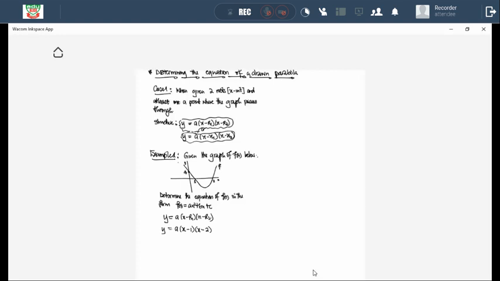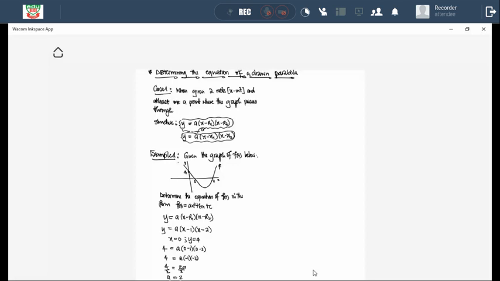I have to look for a. How do I get a? I'm supposed to use another point where the graph passes through, and that point is at x equal to 0 and y equal to 4. So I'm going to substitute. Where there's y, I'll put 4. Where there is x, I'm going to put 0. So simplify, this is 4 equals a times negative 1 times negative 2, which is basically 4 equals 2a. I can divide both sides by 2. Therefore, a is equal to 2.